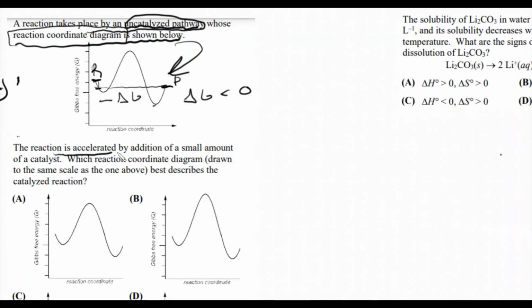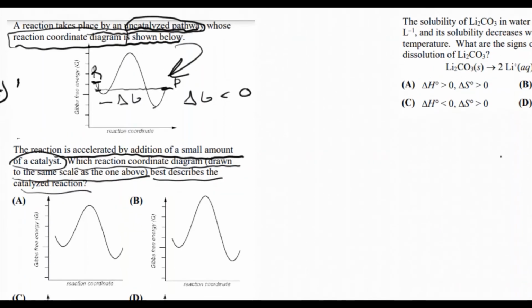The reaction is accelerated by addition of a small amount of catalyst, which reaction coordinate diagram, drawn to the same scale as the one above, best describes the catalyzed reaction. So let's take a look at these. So we know that when you add a catalyst, the K doesn't change. Only the rate changes. Both the forward and the backward speed up at the same rate. So that means the K is going to be the same.